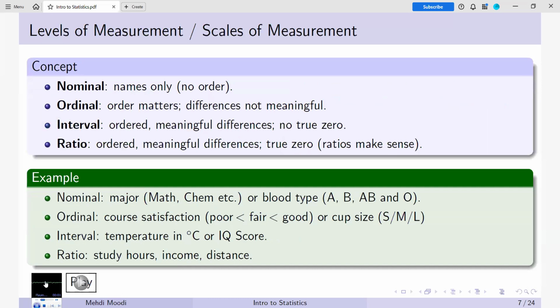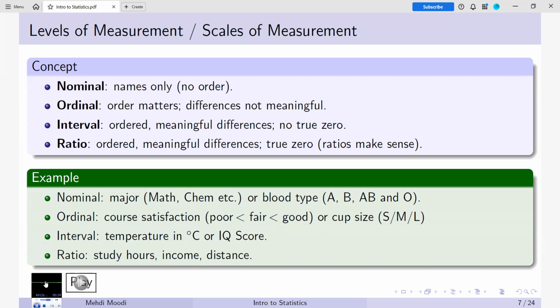Remember, ratio scales have a true zero. That means zero really means none of it exists. Interval scales don't have a true zero. For example, 0 degrees Celsius doesn't mean no warmth exists. Another difference is that with interval scales, ratios do not make sense. For example, 20 degrees Celsius isn't twice as hot as 10 degrees Celsius, it's just 10 degrees warmer.